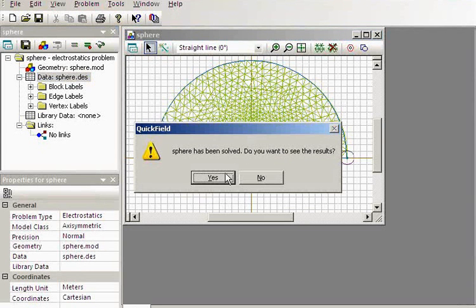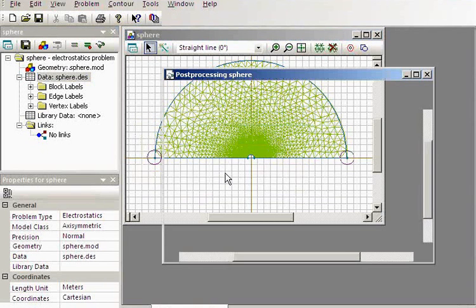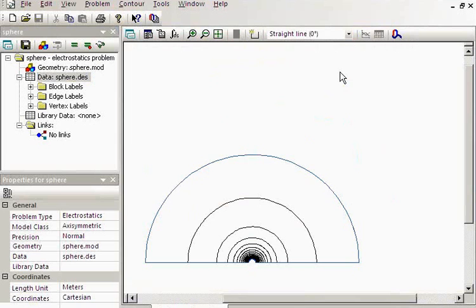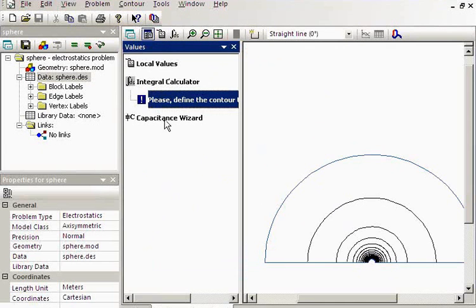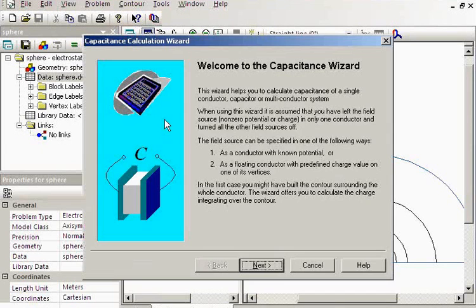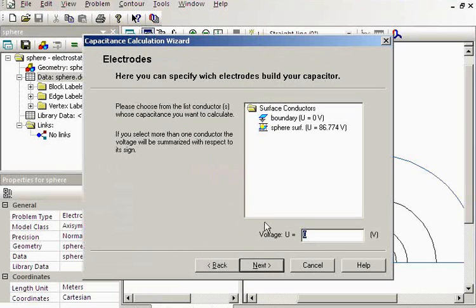The problem is solved. Let's take a look at the result. Here is the result. We can see the equipotential lines of the electric potential. To measure capacitance, we can use the capacitance wizard. I will calculate the capacitance of my sphere. So this is the electric potential of my sphere.